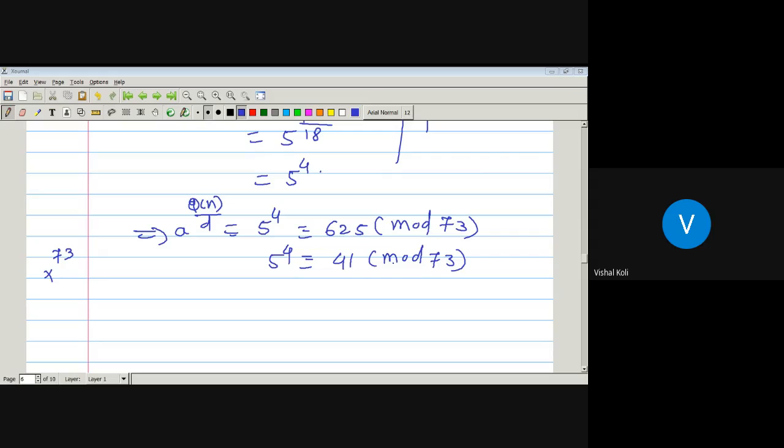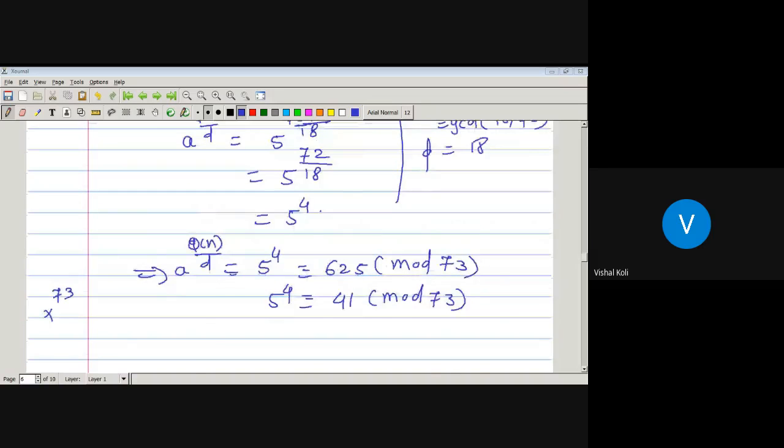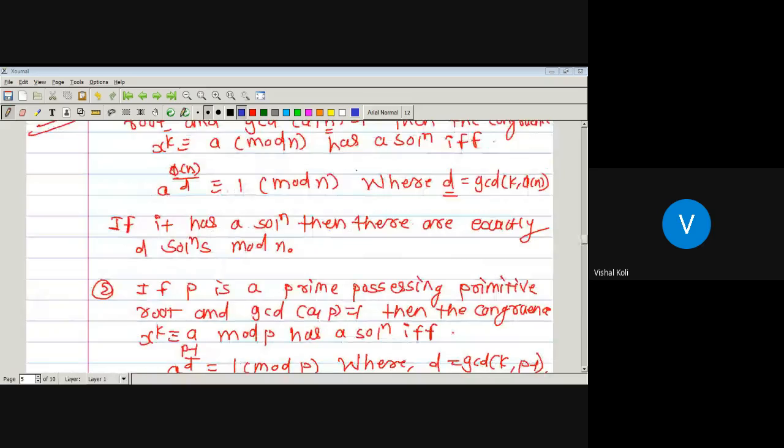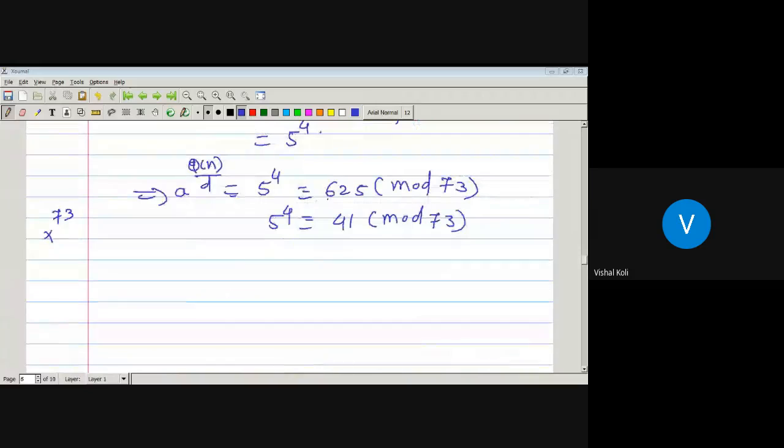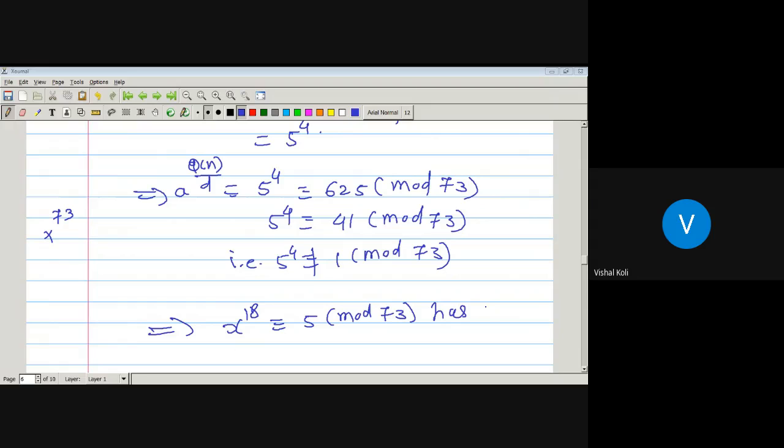Now, from this note, any congruence x to the power k congruent to a modulo n has a solution if and only if a to the power phi of n upon d is congruent to 1 modulo n. But here we get a to the power phi of n upon d congruent to 41 modulo 73. That is, 5 to the power 4 is not congruent to 1 modulo 73, which implies the congruence x to the power 18 congruent to 5 modulo 73 has no solution. That is, it is not solvable. In this way we can solve the problem.